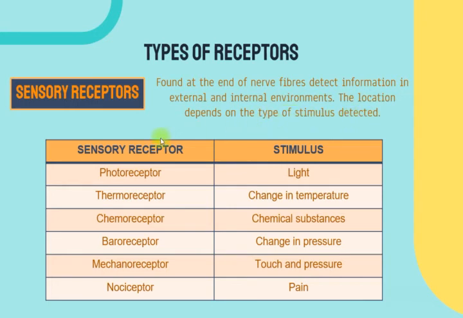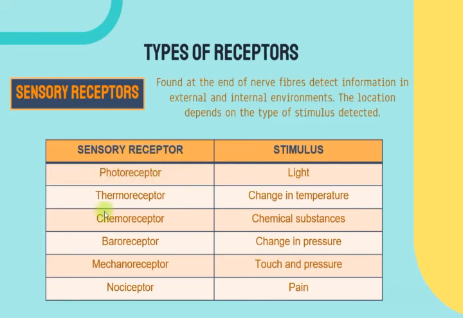Now let's take a look at the types of sensory receptors. First, photoreceptor. Photoreceptor refers to the sensory receptor that detects light. So the stimulus for the photoreceptor is light. Please remember that the name of the sensory receptor is based on the stimulus. Light is photo, so the name of the receptor is photoreceptor.